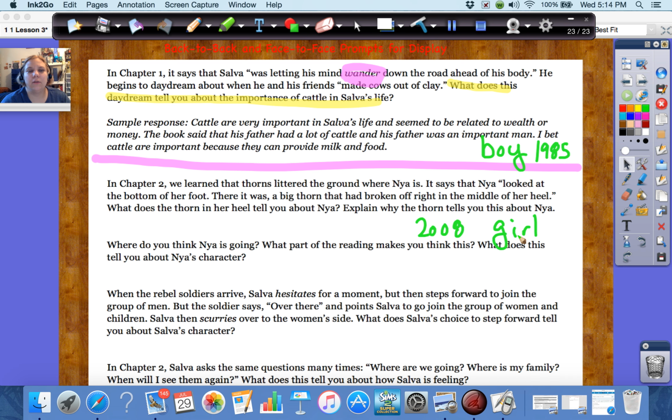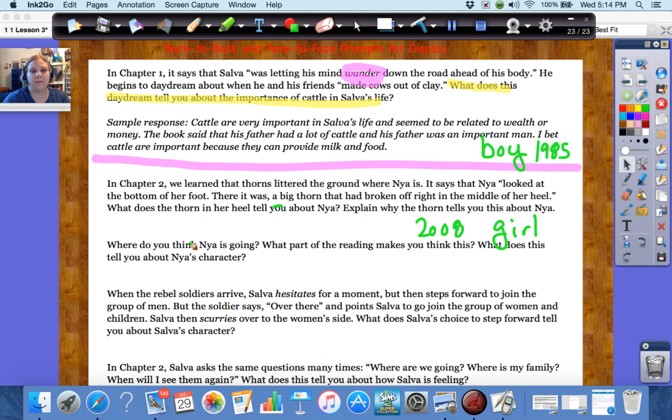It says Naya looked at the bottom of her foot. There was a big thorn that had broken off right in the middle of her heel. What does the thorn in her heel tell you about Naya? Explain why the thorn tells you this about Naya. Okay, so think into it. Why doesn't she have shoes on? Why are there thorns everywhere? What kind of landscape? What is the setting like?